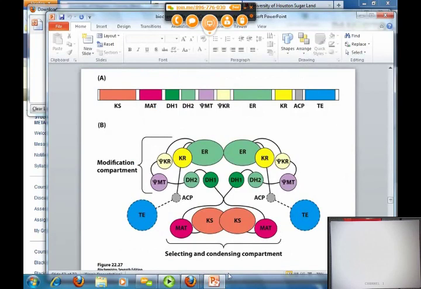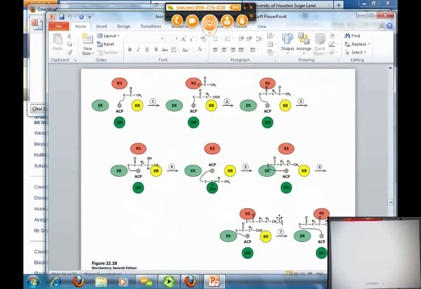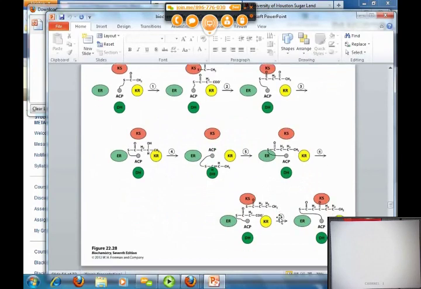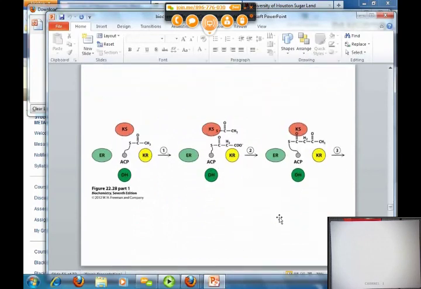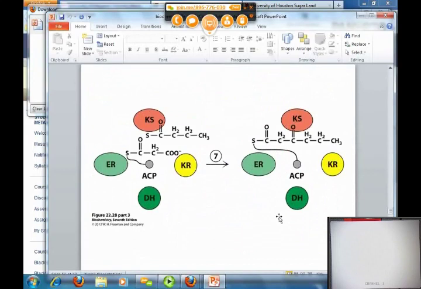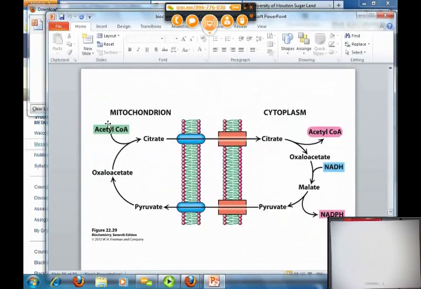And here is the selecting and condensing compartment with the modification compartment. I mean how the different groups are added, how the ACP is added, and these mechanisms. This is the endoplasmic reticulum here. How they change this mechanism I am not going through. Synthesis of fatty acids, different steps.